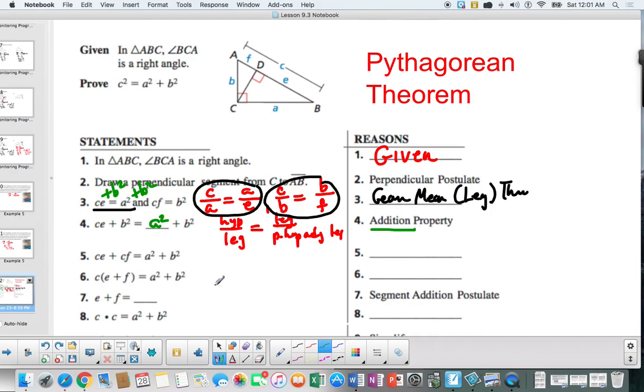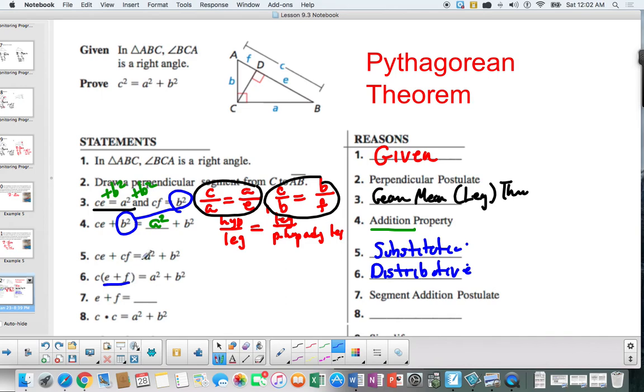All right, now what I'm going to do is substitute. So I'm going to take this b squared out, and I have a replacement for b squared. And so this is going to be called substitution. So this has been substituted. And now I'm going to factor out a c, which is distributive. So it's the opposite direction.